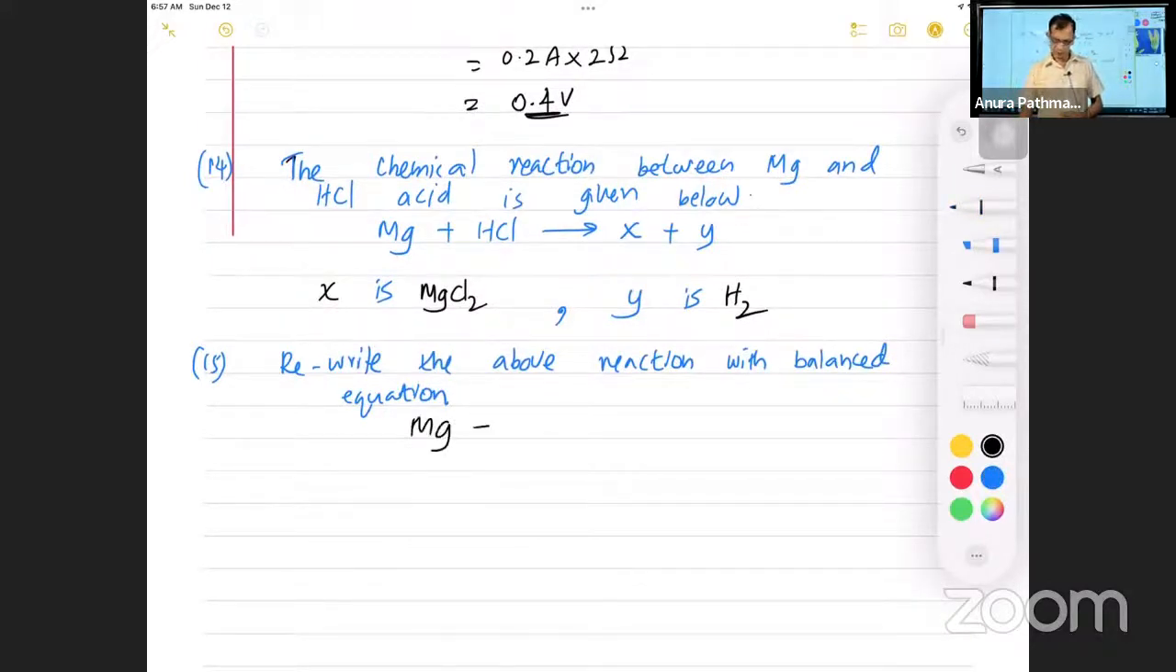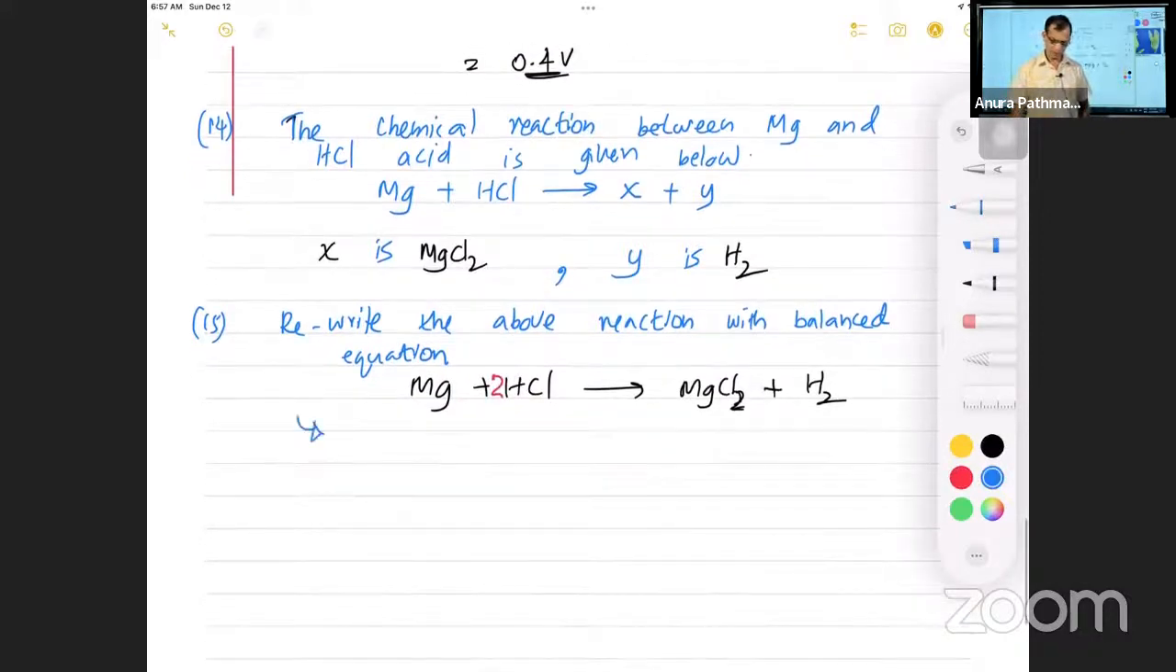Mg plus HCl gives MgCl2 plus H2. So you have one magnesium, but 2 chlorine, 2 hydrogen. You have to write 2 over here.